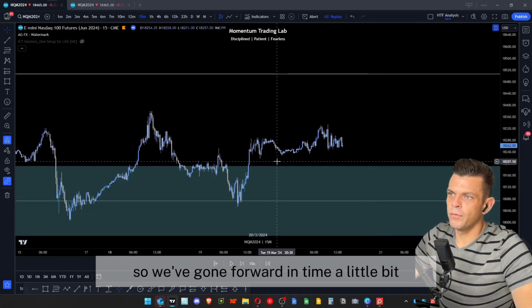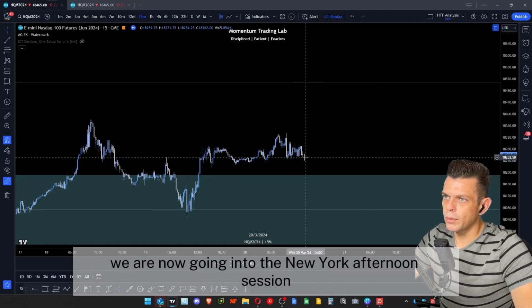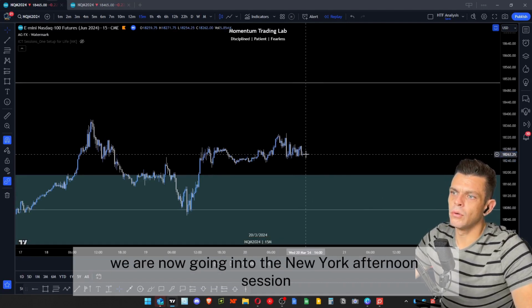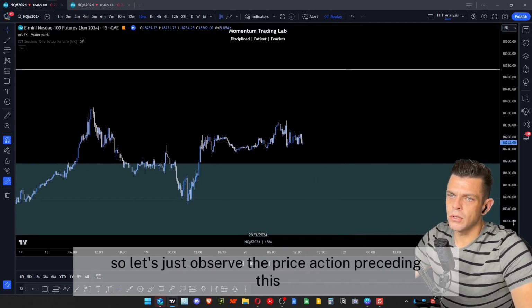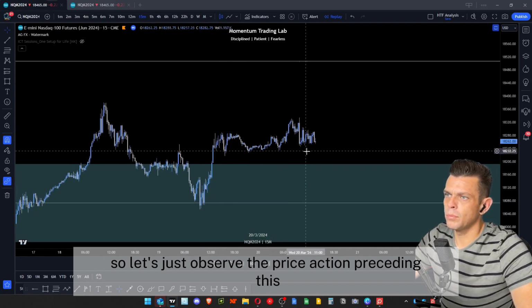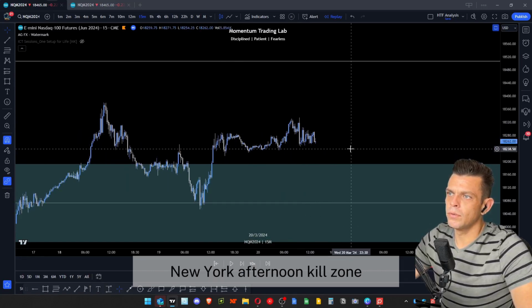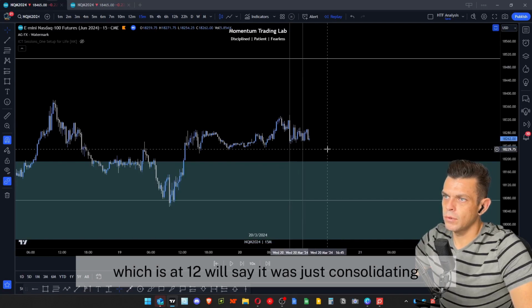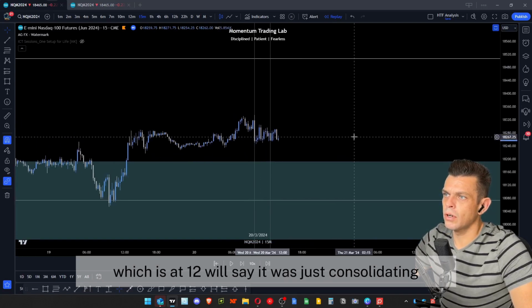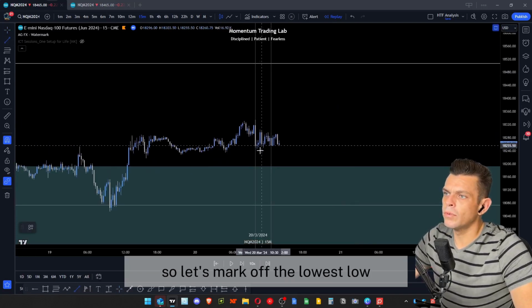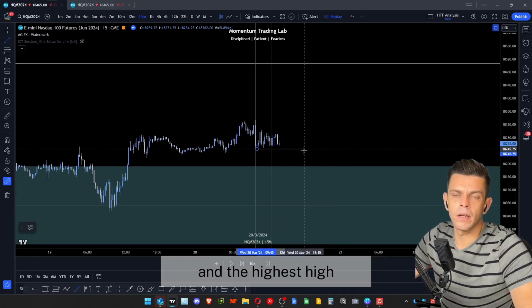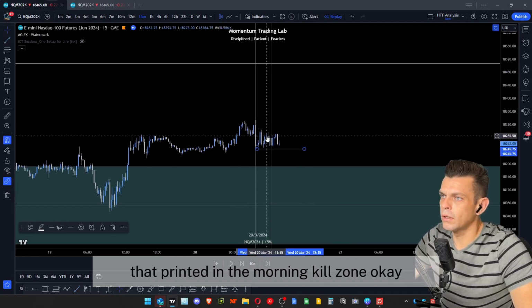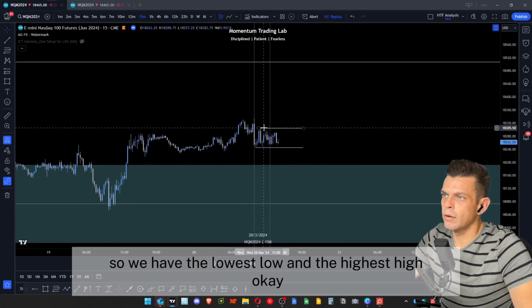Okay, so we've gone forward in time a little bit. We are now going into the New York afternoon session. So let's just observe the price action preceding this New York afternoon kill zone. If we mark off the New York open till the end, which is at 12, we'll say it was just consolidating. So let's mark off the lowest low and the highest high that printed in the morning kill zone. Okay, so we have the lowest low and the highest high.